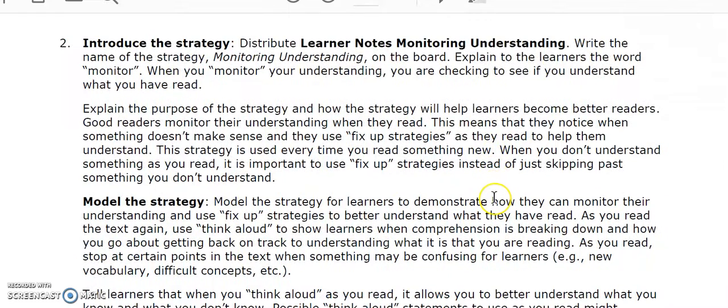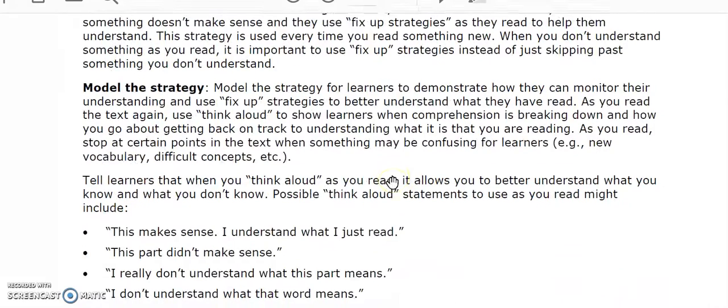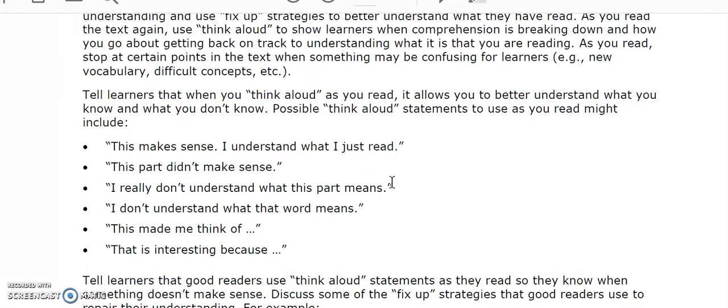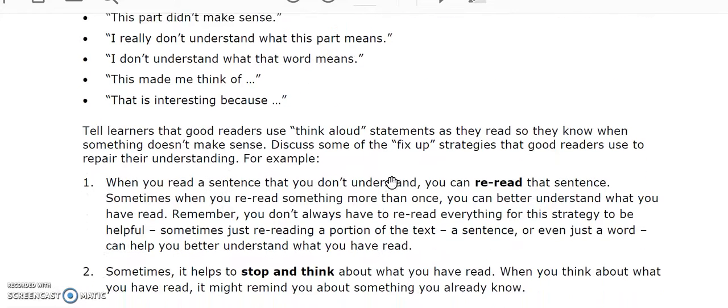The lesson plan then gives you instructions on how to model the strategy for the learners to demonstrate how they can monitor their understanding and use fix-up strategies to better understand what they have read. The lesson plan also gives you some think aloud statements that you can use to show the learners what to do when comprehension begins to break down. For example, possible think aloud statements to model for the learners when something doesn't make sense might include, "This part didn't make sense," or "I should reread it," or "I don't understand what the word means."